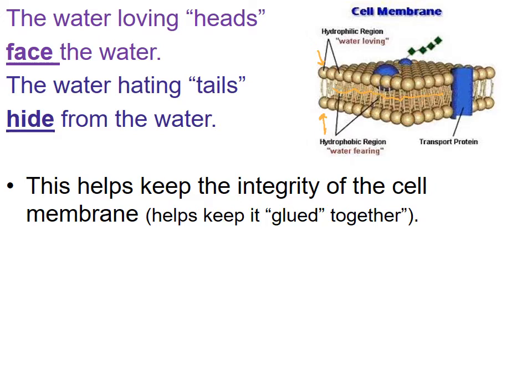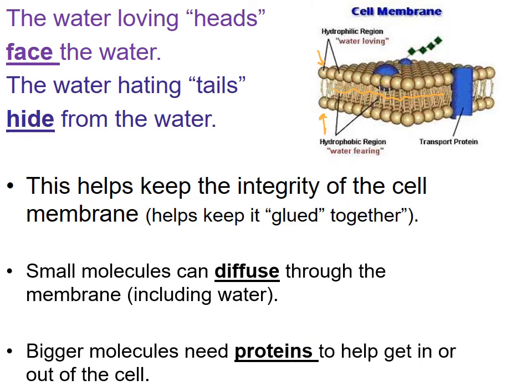This keeps the integrity of the cell membrane glued together. Small molecules will be able to diffuse through, and that includes water because water is so small it doesn't recognize it. Bigger molecules unfortunately need proteins to get in and out of the cell, and this blue object right there is a protein, that is a protein, and that right there is a protein.